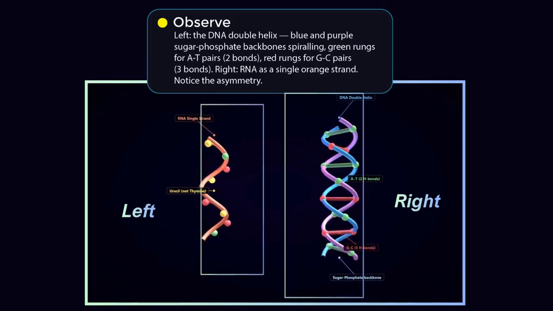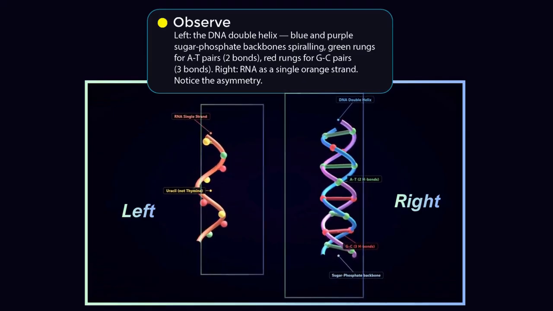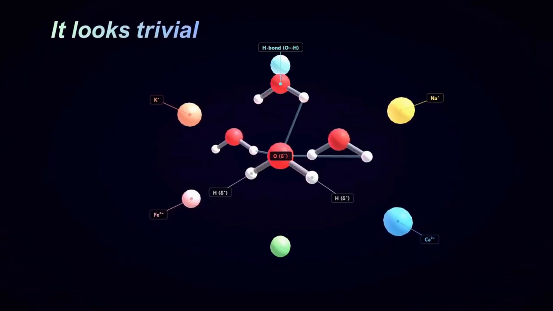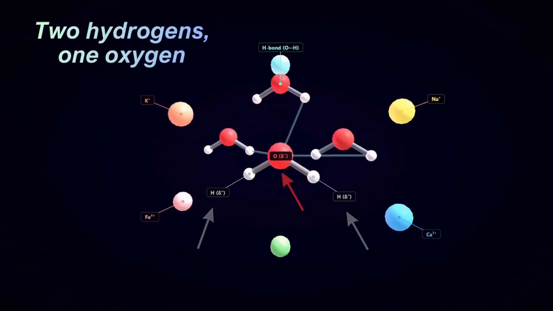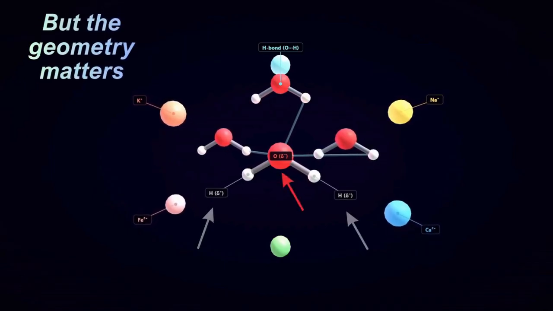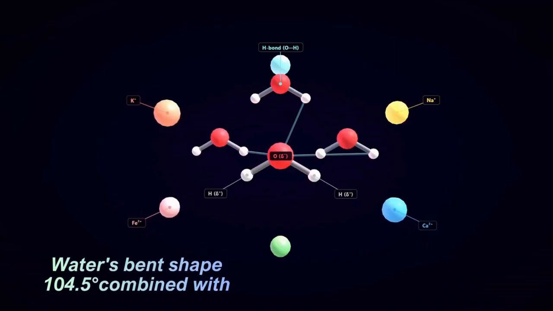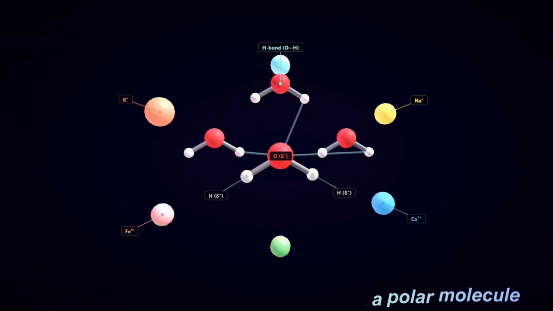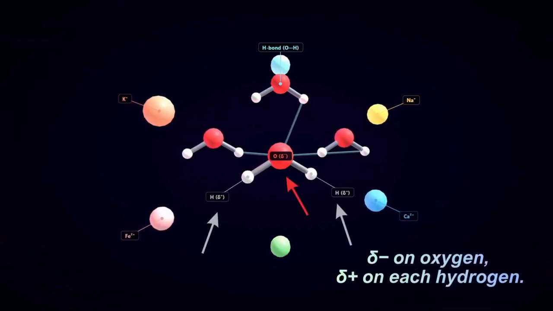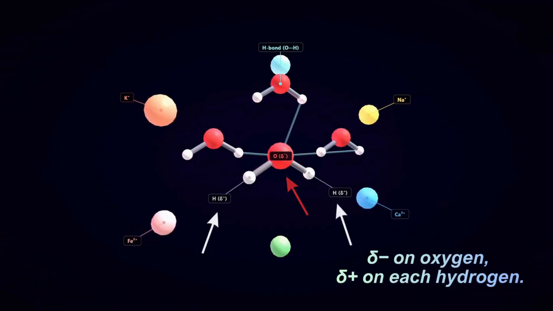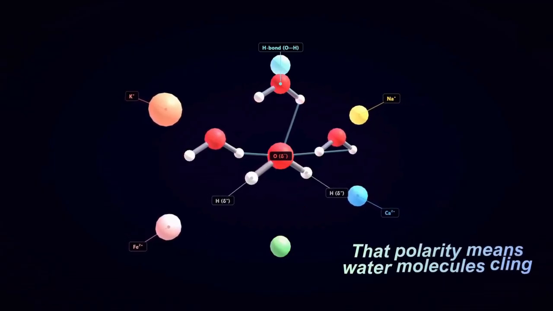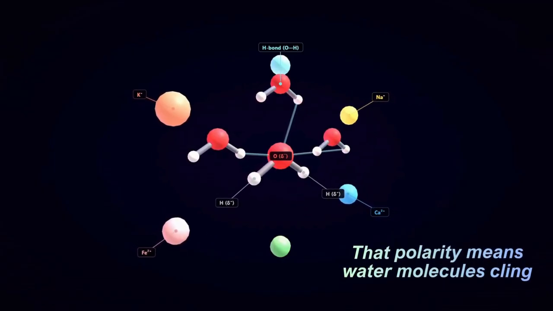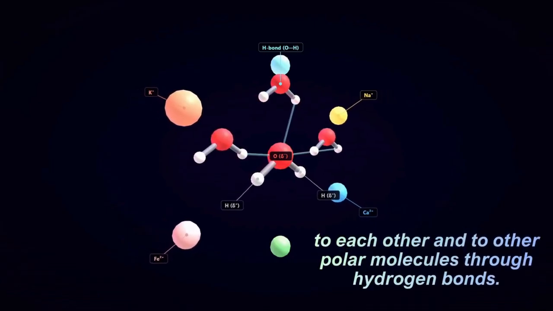Analyzing this inorganic biomolecule, our next build covers cellular water. Why is a molecule this simple the single most important molecule for life? It looks trivial, 2 hydrogens, 1 oxygen, but the geometry matters. Water's bent shape, 104.5 degrees, combined with oxygen's greed for electrons creates a polar molecule. Partially negative charge on oxygen, partially positive charge on each hydrogen. That polarity means water molecules cling to each other and to other polar molecules through hydrogen bonds.